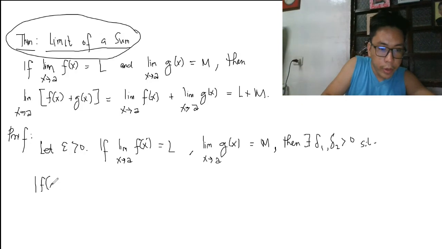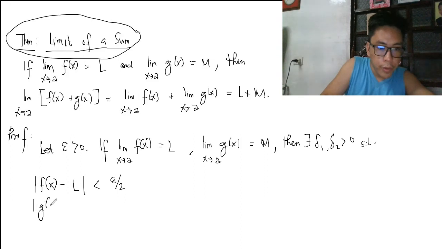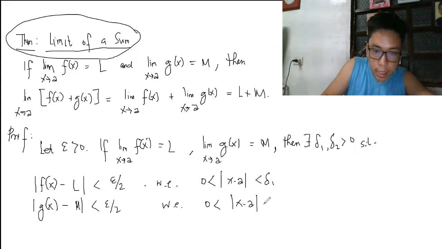the absolute value of f of x minus, what's the limit? That's L, is less than epsilon over 2. And the absolute value of g of x minus, what's the limit? That's M, is also less than epsilon over 2. This is whenever 0 is less than the absolute value of x minus a less than delta 1. And this is also whenever 0 is less than the absolute value of x minus a less than delta 2.